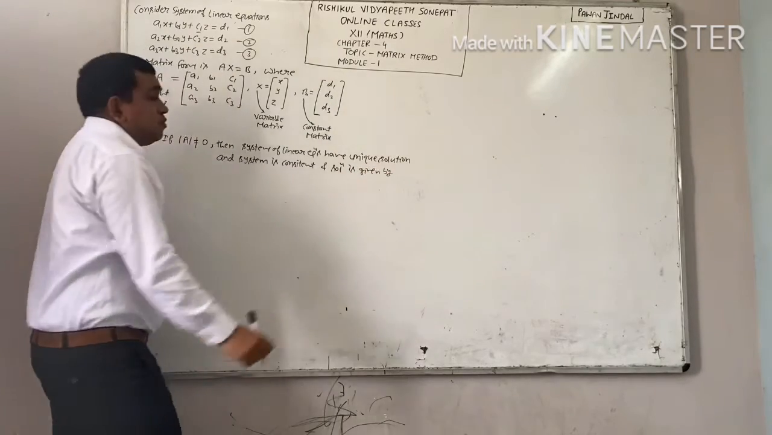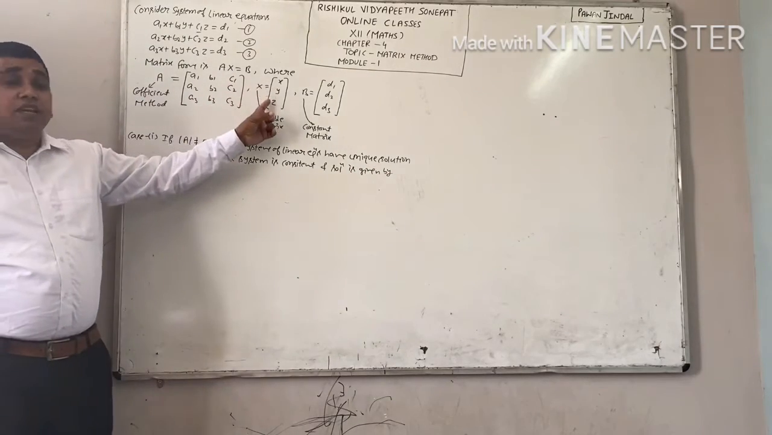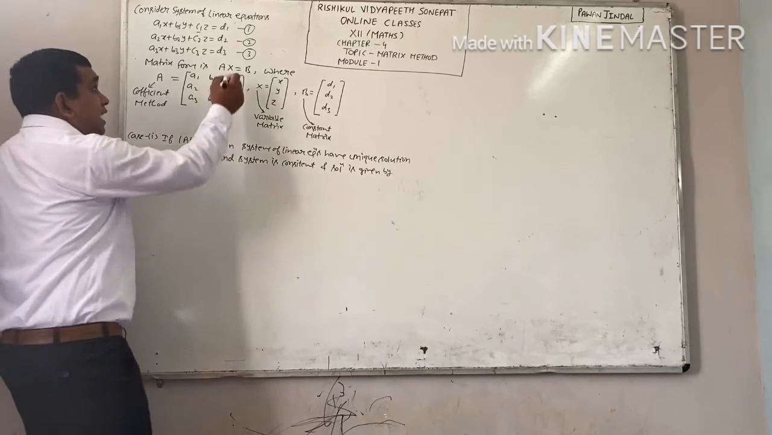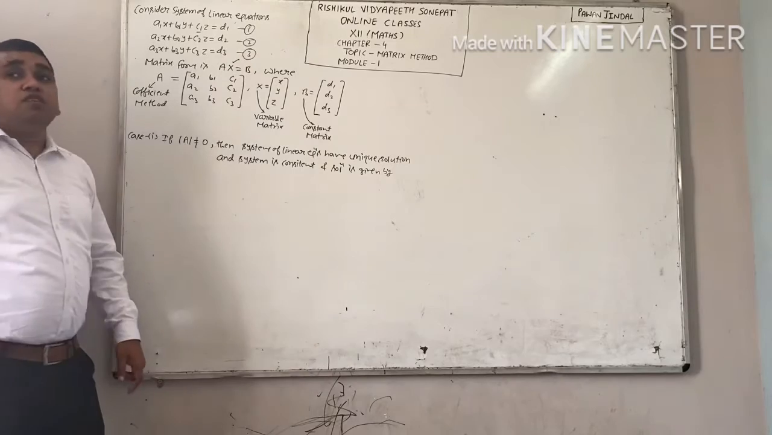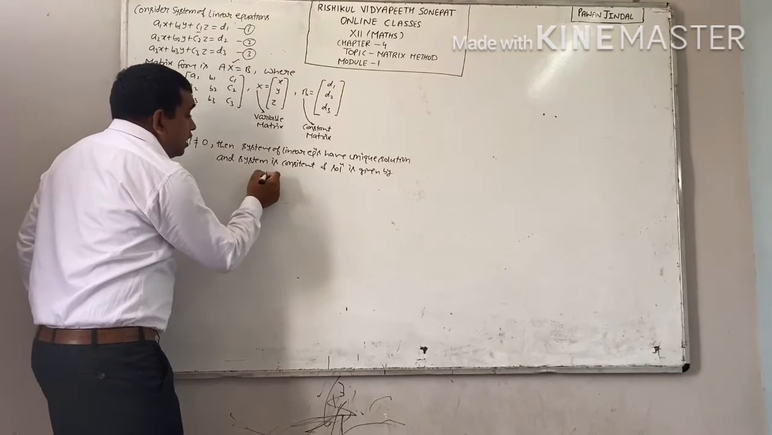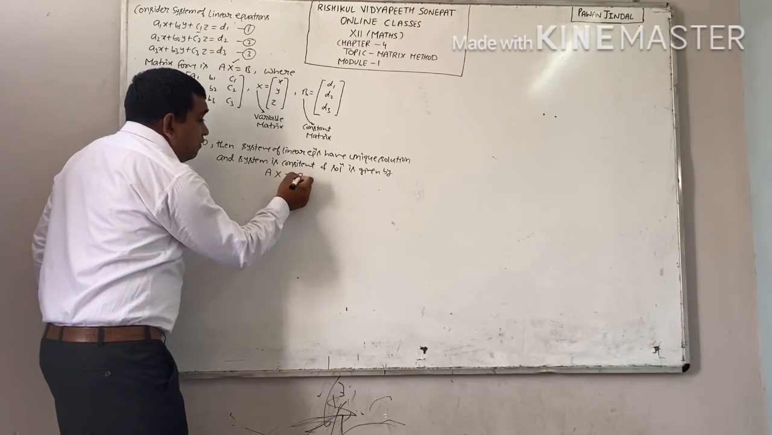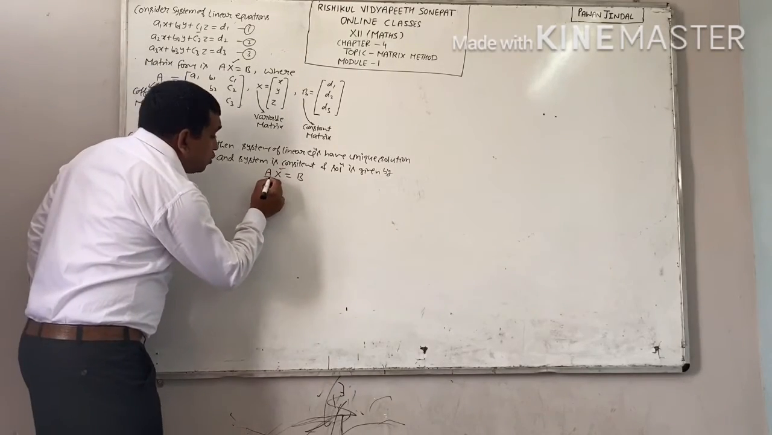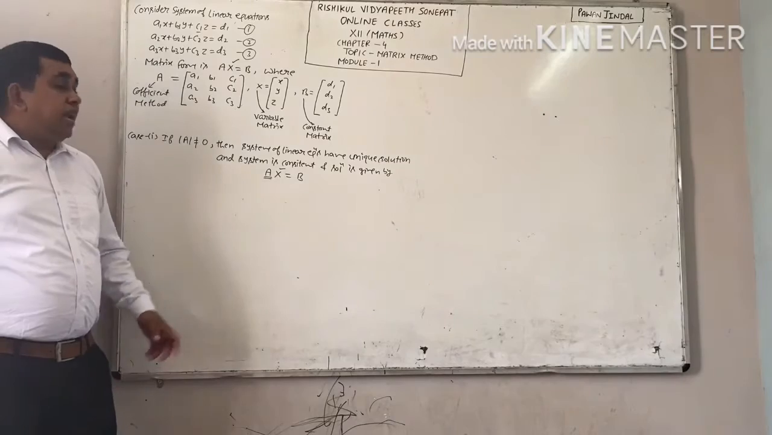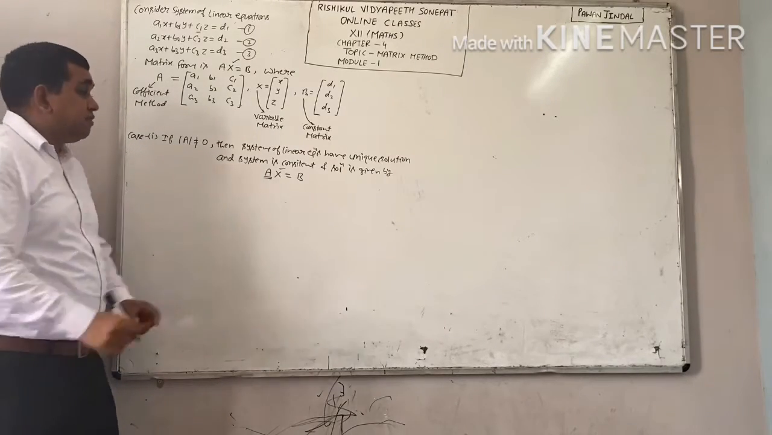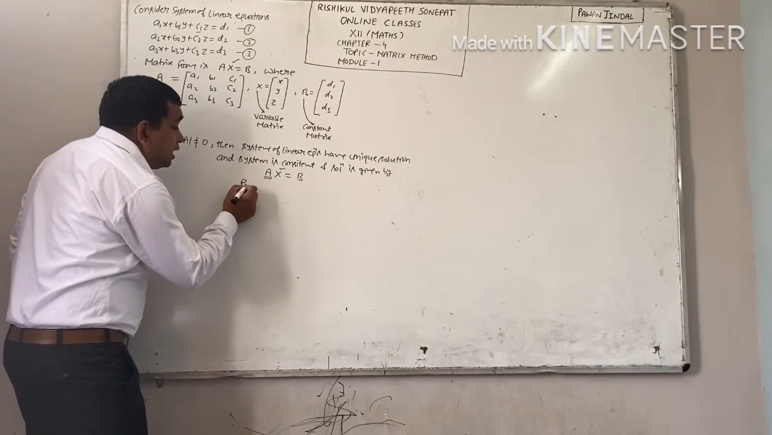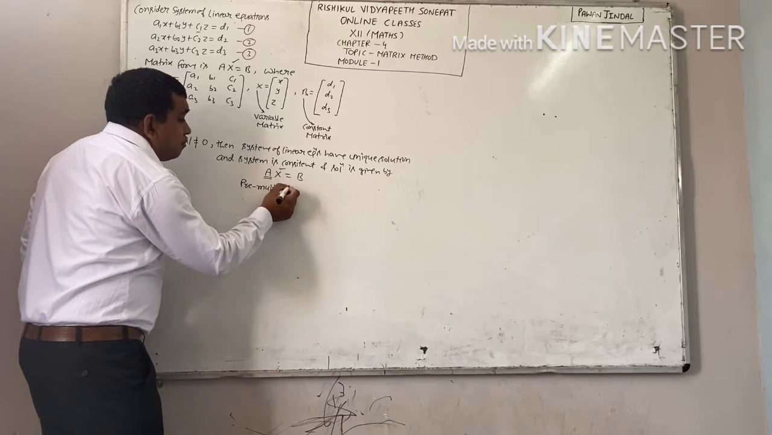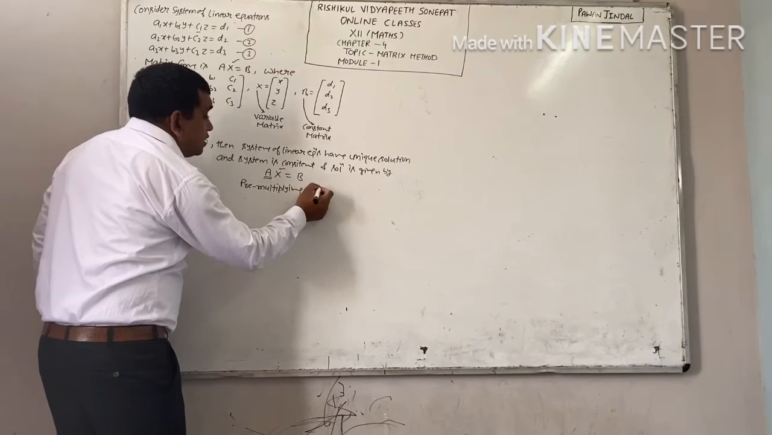How will you find out the solution? Solution is to find out the value of x, y, z, and x, y, z is represented by matrix X. Means we have to find out the value of matrix X. See how will you find out. Now Ax equal to B. I want to find out the value of this X. For that I have to remove A from here, and A will be cancelled with A inverse. That's why you will pre-multiply by A inverse.